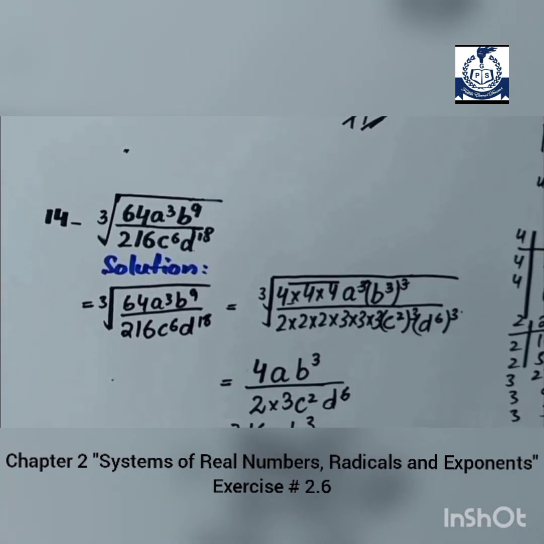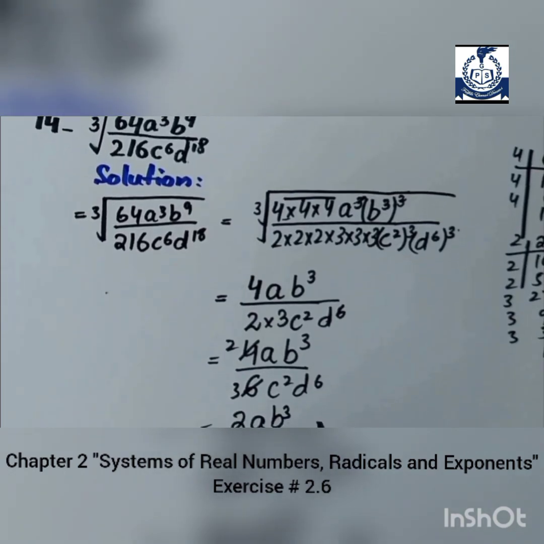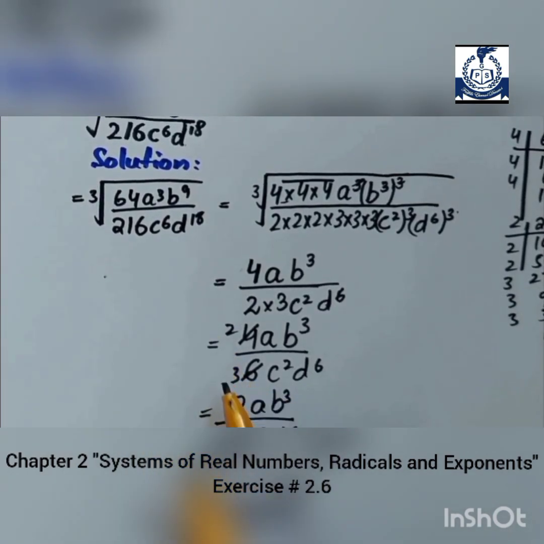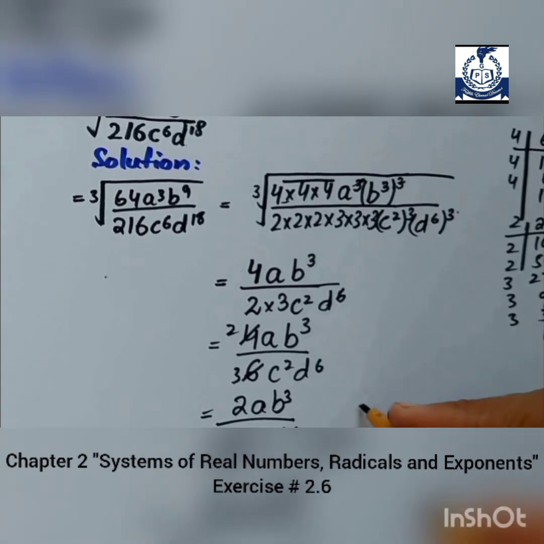So we cancel out 4 and 6 with each other. 2 2s are 4, 2 3s are 6. So 2ab³ divided by 3c square d power 6. So 2ab³ divided by 3c square d power 6. This is the answer.